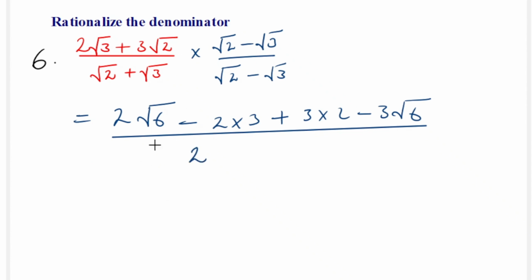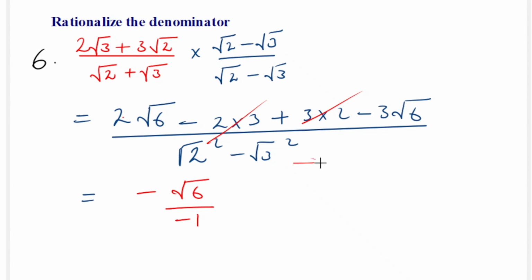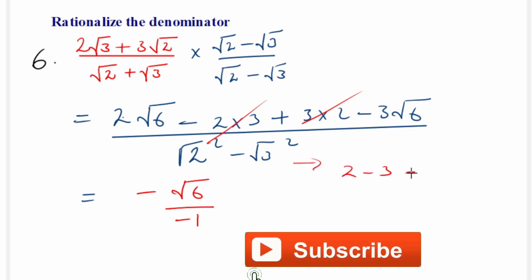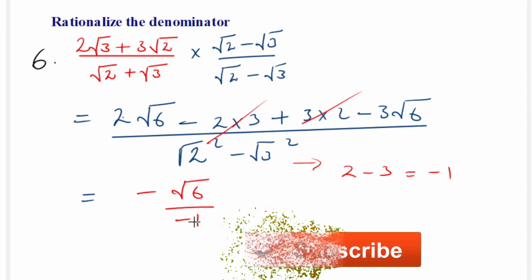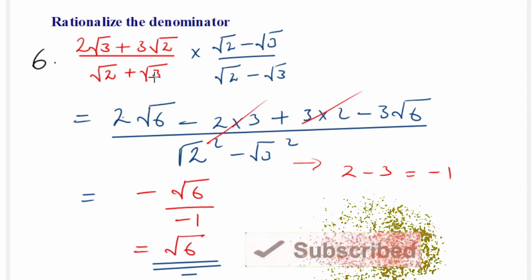The denominator is radical 2 squared minus radical 3 squared. Here this will be cancelled out. We get minus radical 6 over 2 minus 3, which is minus 1. Here it is 2 minus 3, which is equal to negative 1. So we get minus 1. Here the answer is radical 6.